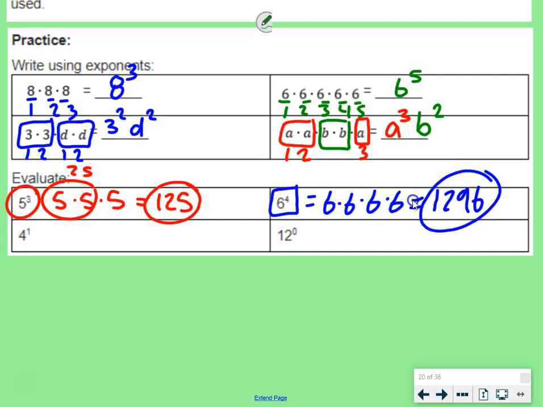Four to the 1st power is just 1 4, which is just 4. 12 to the 0 power. Now this can be a little confusing, but 12 to the 0 power is going to be 1. Anything to the 0 power just means it's going to be 1.